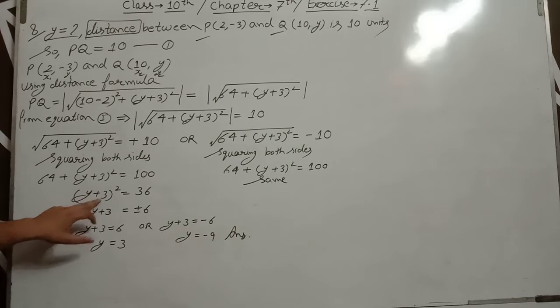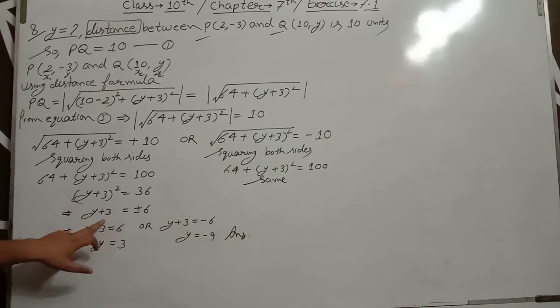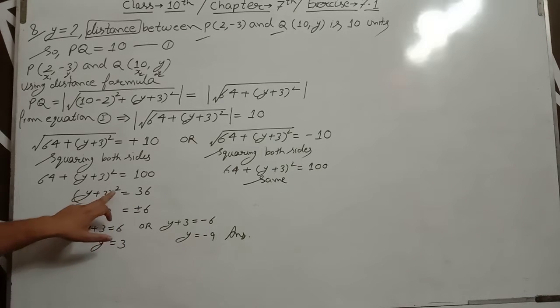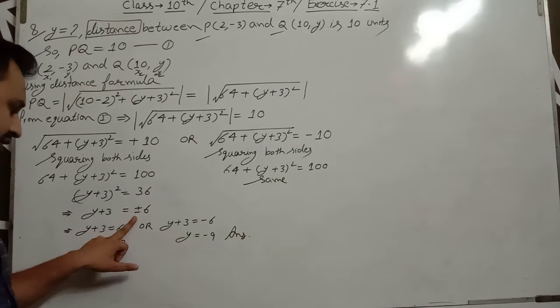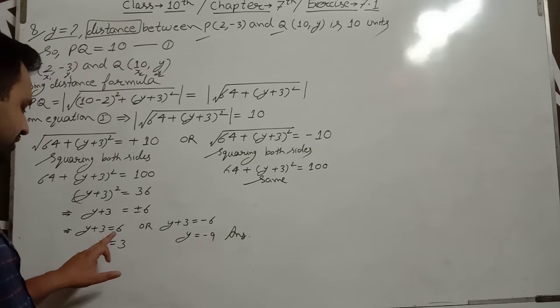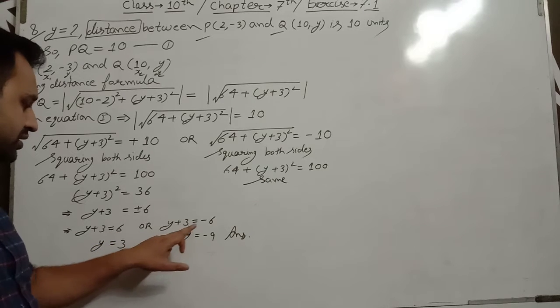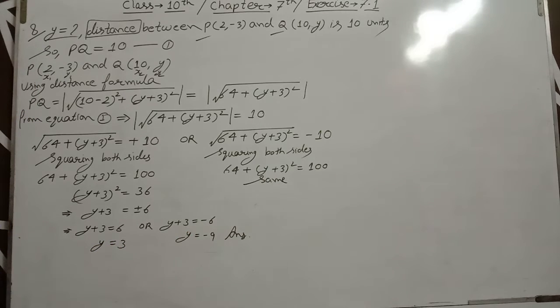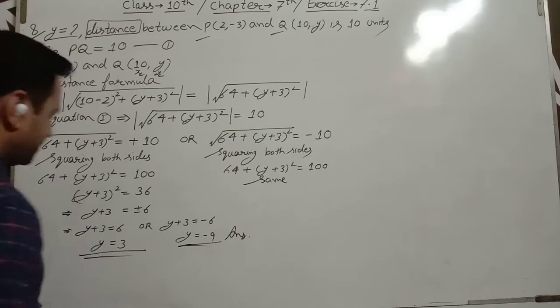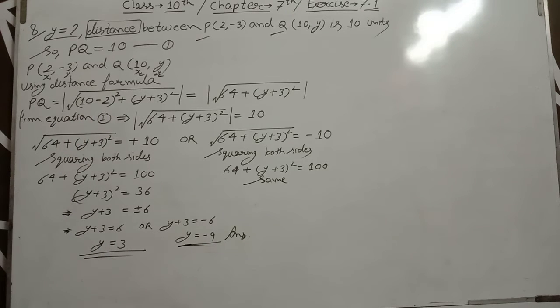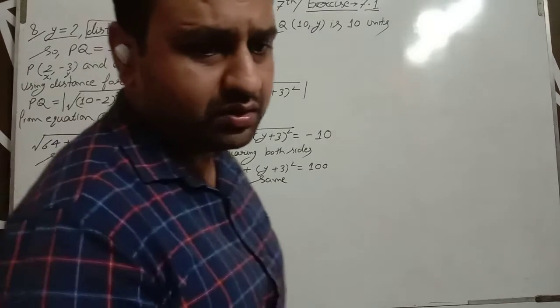After calculation, (y plus 3) whole square equals 36, so y plus 3 equals plus or minus 6. Taking the square root with the sign plus minus, y plus 3 equals plus 6 or y plus 3 equals minus 6, and after calculation y is equal to 3 and y is equal to minus 9. I hope you understood. Note it down.